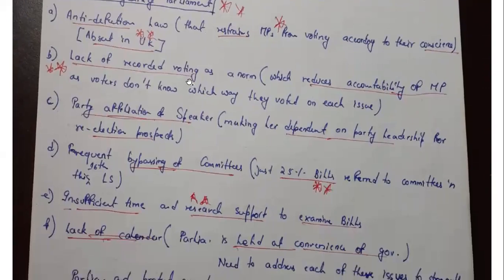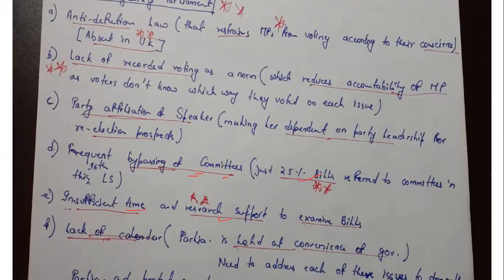So see here, point D, frequent bypassing of committees. Generally, when bills are introduced, they have to go to committees where expert people are there who look into the pros and cons of the bill. That is not happening here. And if that is not happening, that is diluting the power of Parliament, frequent bypassing of committees.